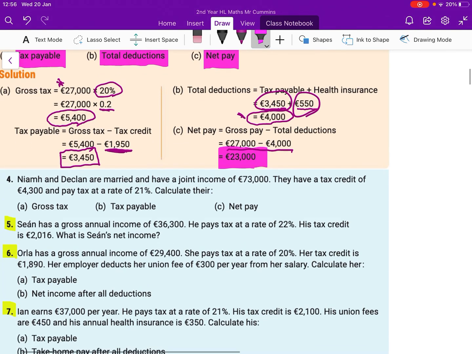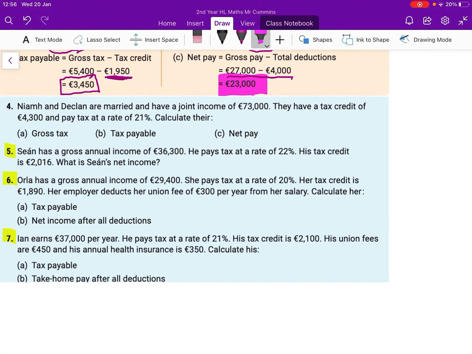Okay, and here's some questions based around that, and I've just highlighted three of them for you to do, and they're basically exactly the same as that. So the first one there is going to be here's his gross pay. He gets 22% is going to come off the gross pay, but there's 2016. What's his net income going to be? There's nothing to do about non-statutory stuff there.